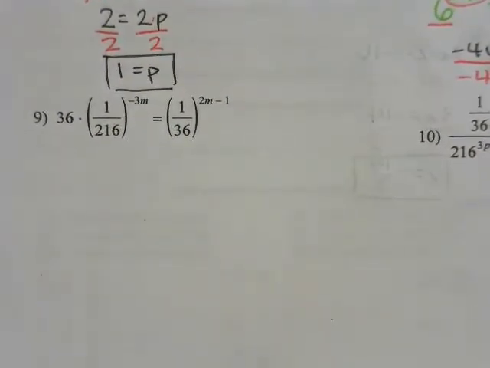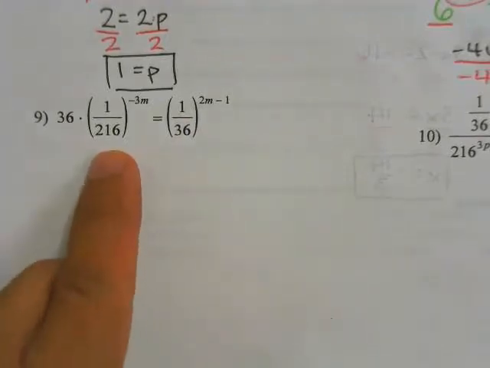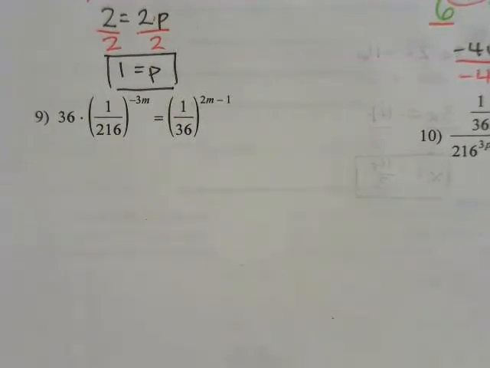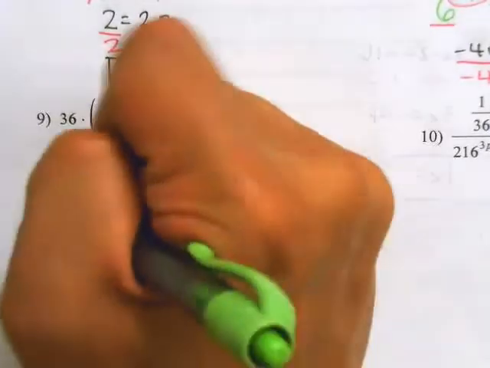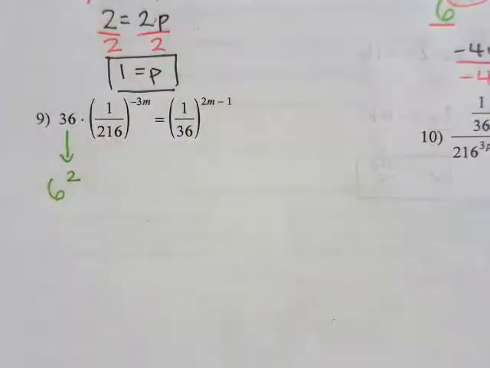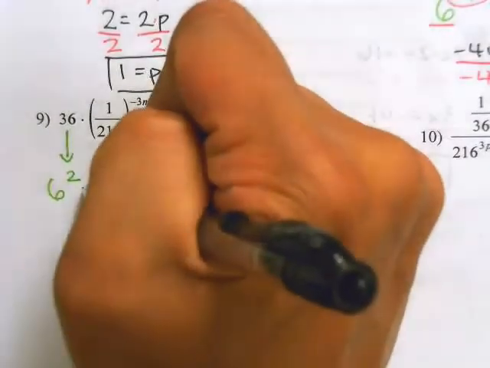Okay, so same thing over here. Let's just change it into the same base. 36 and the 216s, we already know that we can change it into a base of 6. So let's go ahead and do that. 36 is going to be 6 squared. We do have a times, and we're going to deal with that a little bit later.